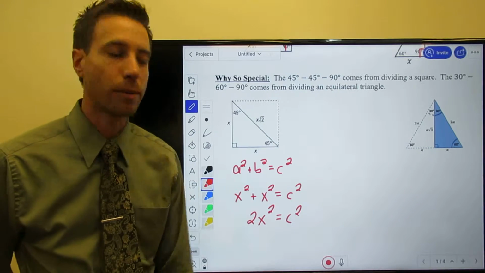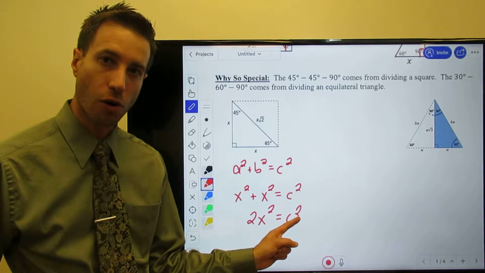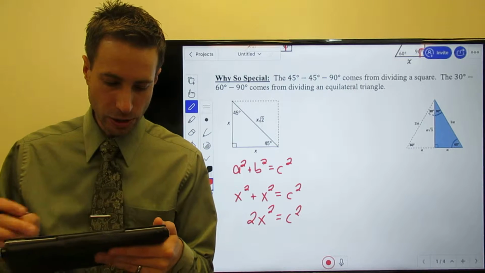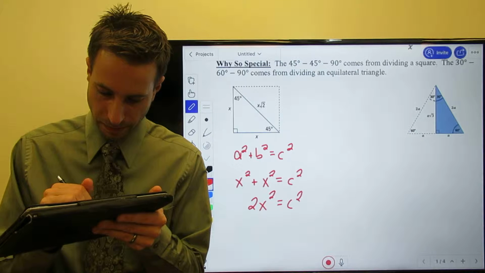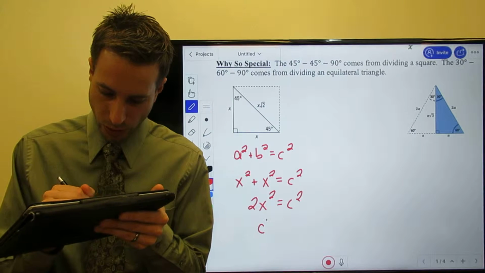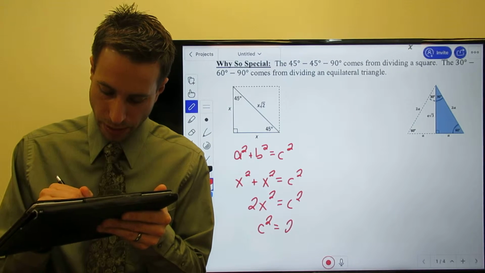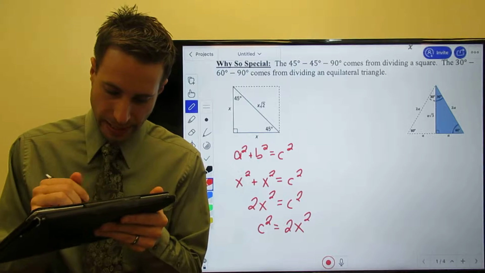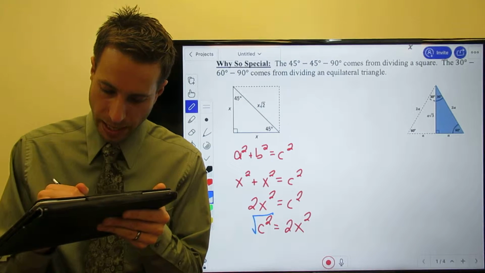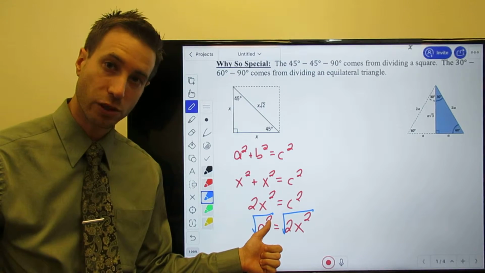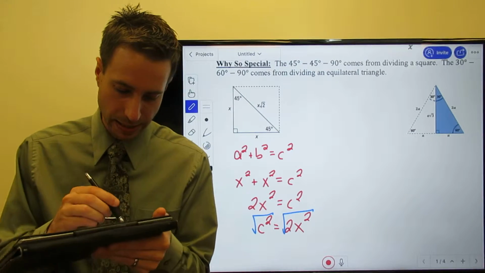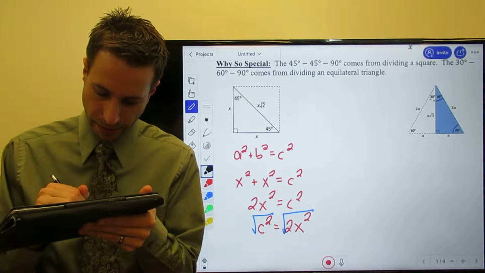Okay, no problem. Well, what I'm trying to do is solve for c. So let me just swing this guy around a little bit. C squared is equal to 2x squared. We're going to take the square root of both sides, right? In order to get the c by itself, I have to get rid of the square. Well, I'll just take a square root of both sides, and here's what we wind up with.